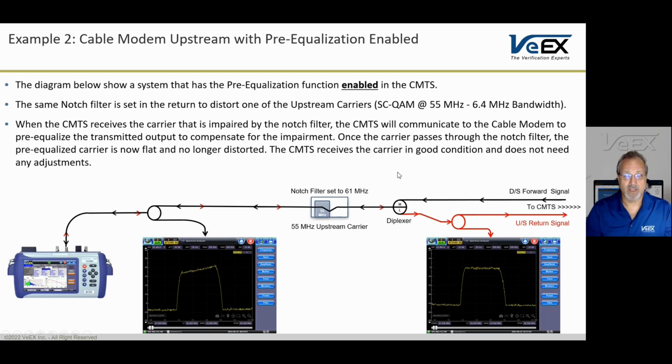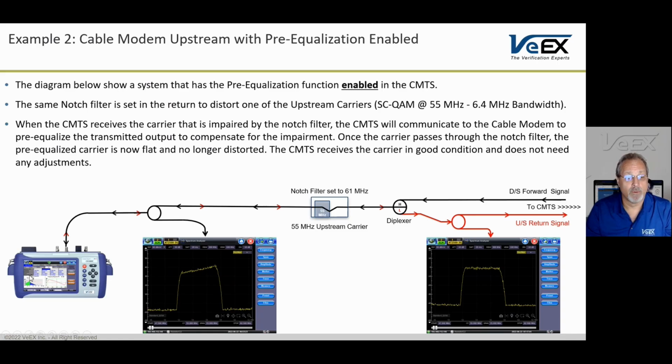My next example, same setup, but now the CMTS has got pre-equalization enabled. So what happens now is when the cable modem is transmitting that same upstream channel at 55 megahertz, it's going through the notch filter, and then it's received at the CMTS with that slant that we saw in the first example. But now the CMTS says, hey, I don't want to deal with this every time it comes to me. It sends back information to the cable modem via station maintenance and says, I want you to pre-equalize your transmitted carrier to compensate for this filter or this impairment.